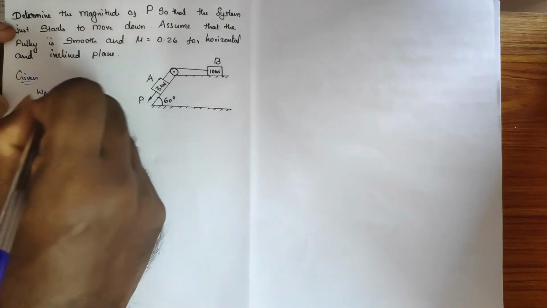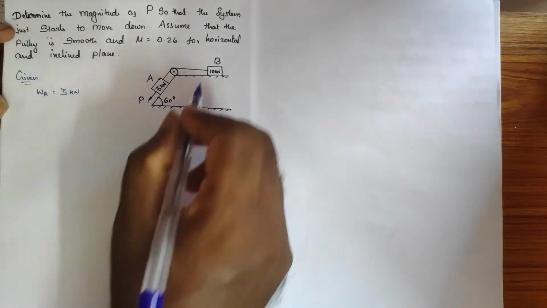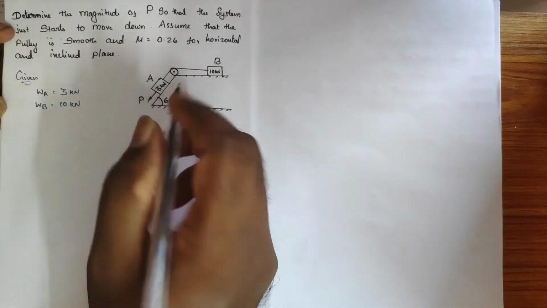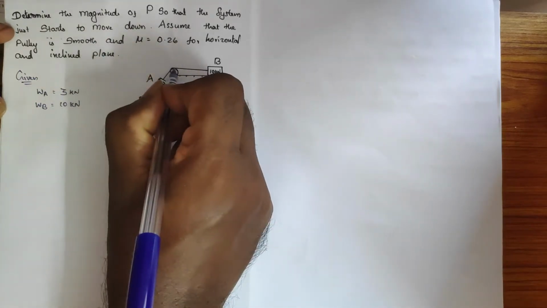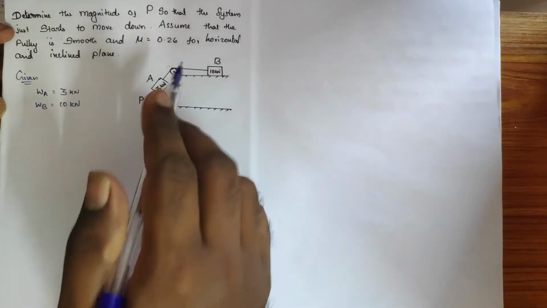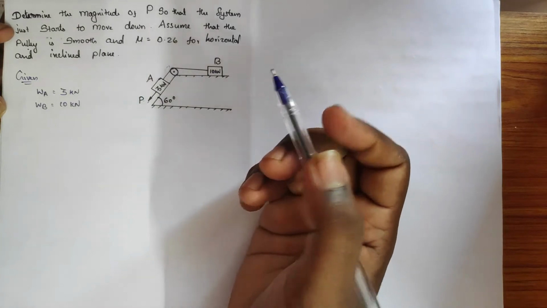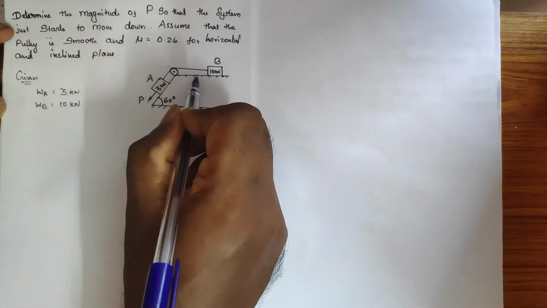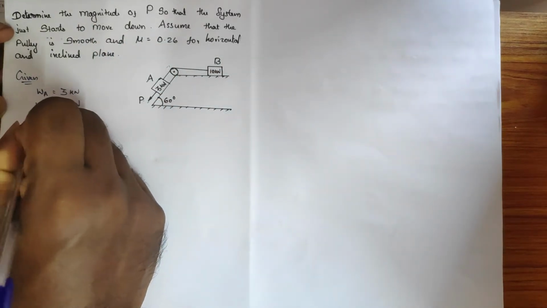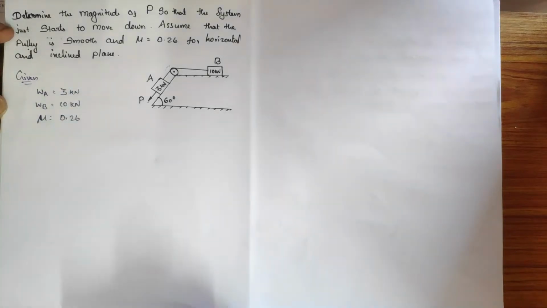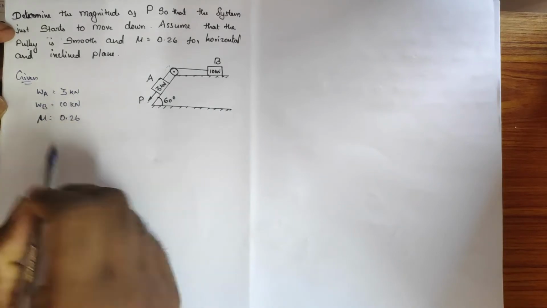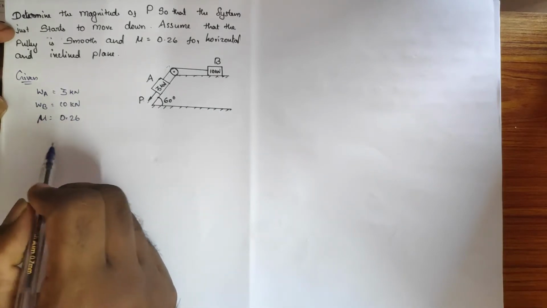weight at A, which is given as 3 kilonewton, and weight at B, which is given as 10 kilonewton, and here it is inclined at 60 degrees, no issues. And it is given that the pulley is smooth. Pulley is smooth in the sense it's not rough, so there won't be any friction force. But for the horizontal and the inclined surface, the coefficient of friction mu is given as 0.26. Both surfaces have the same coefficient of friction, so in common I just take mu.